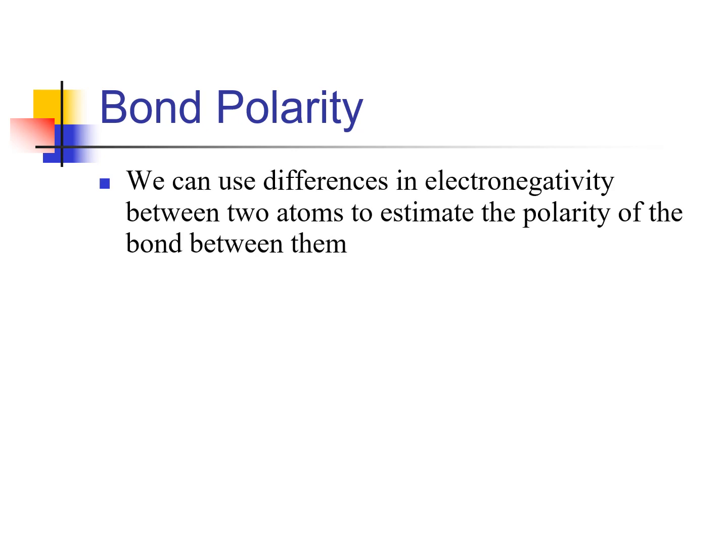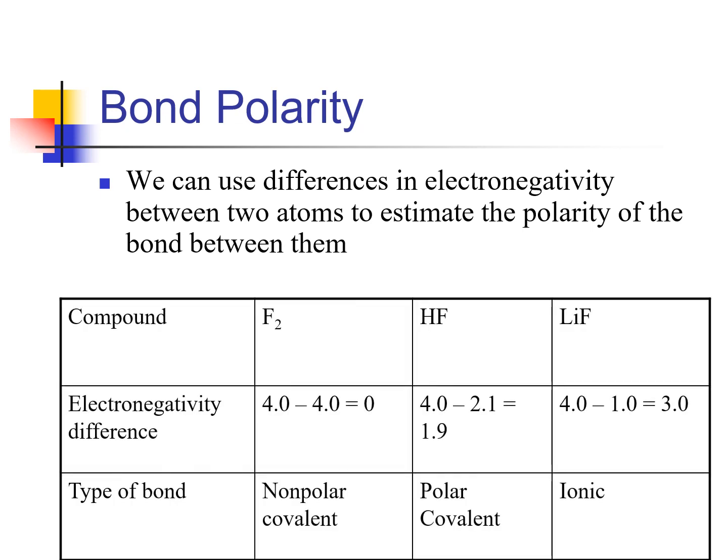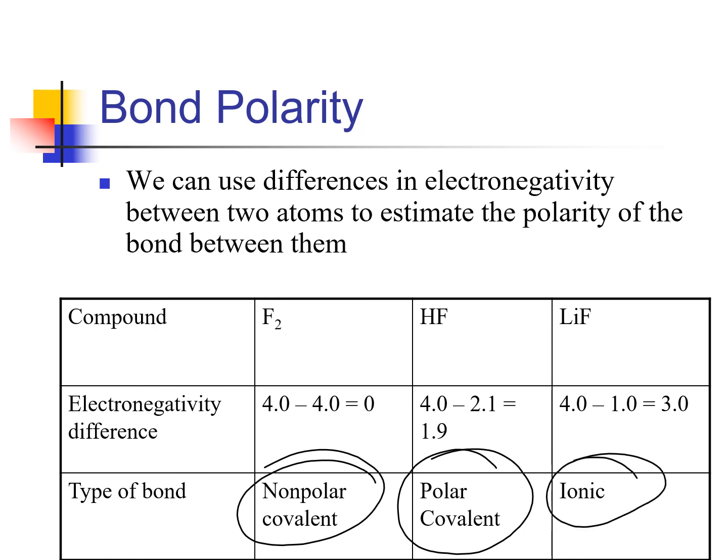So, bond polarity. We use the difference in electronegativity to figure out if a bond is polar. What we can do is subtract the two electronegativity values from each other. That tells us what type of bond we're looking at. Here are some examples. We have nonpolar, which means equal sharing of electrons. We get polar, which means unequal sharing, but still sharing. And at extreme levels, it's ionic.